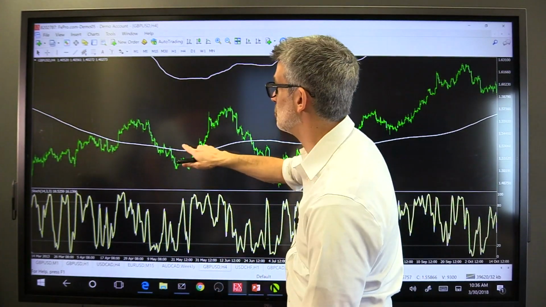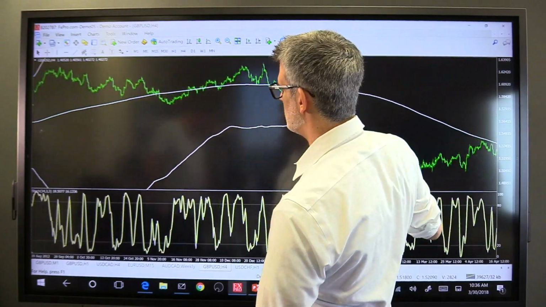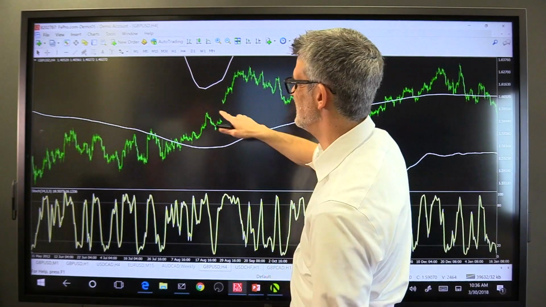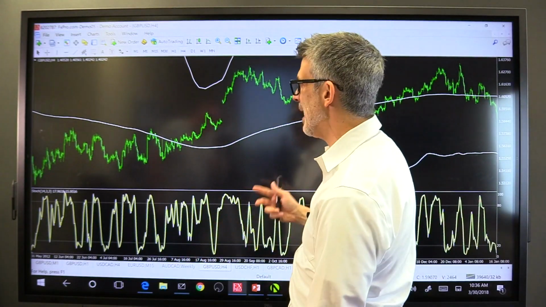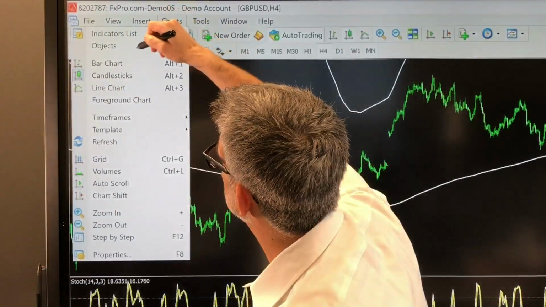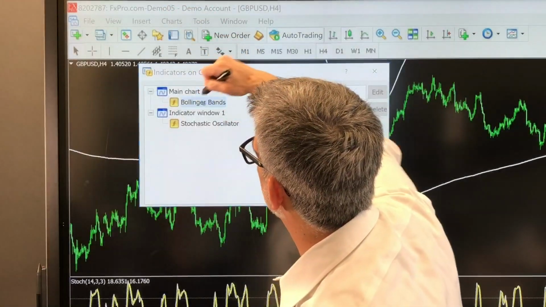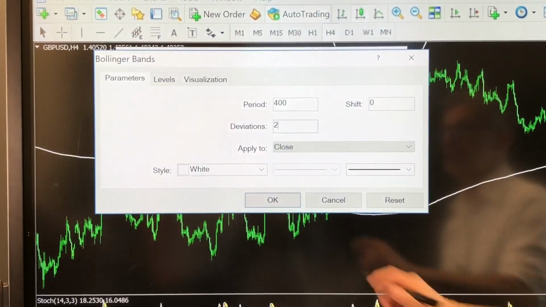It might actually mean something more significant if price ever actually reaches it. Now, in this example, price never even gets there. We may have placed a somewhat massively extreme level on our Bollinger Bands. So we'll go to Charts, Indicators list, Bollinger Bands, and we'll change our standard deviations back down to 2.